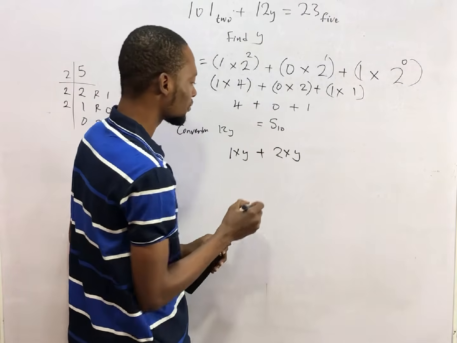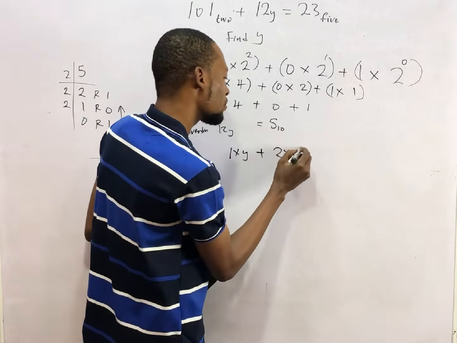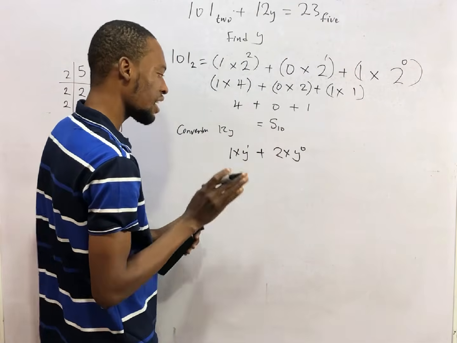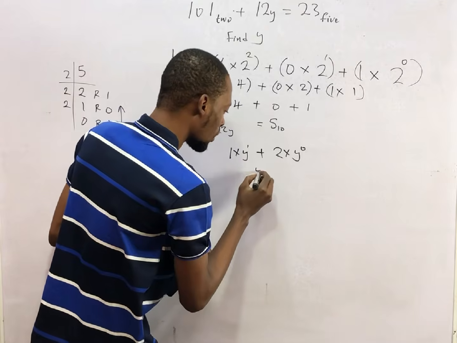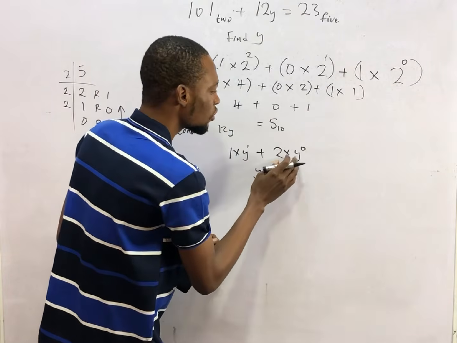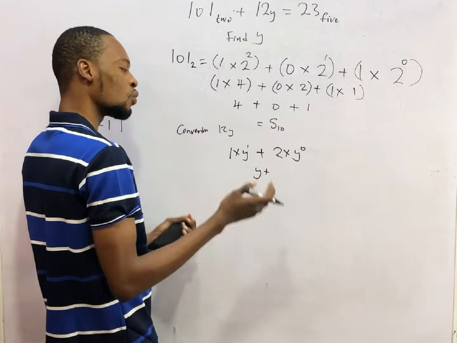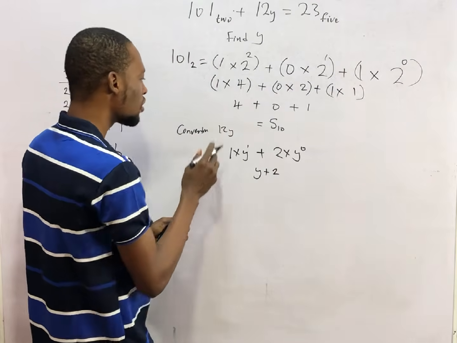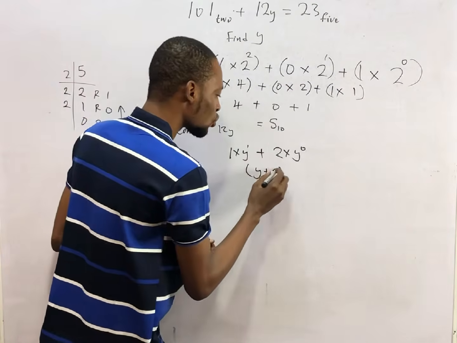Then you add. On top of this first base, put 0. On top of the second one, put 1. Therefore, 1 times y is y, plus y raised to the power of 0 is 1, 2 times 1 is 2, so y plus 2. Therefore, 12 base y, the answer is y plus 2.